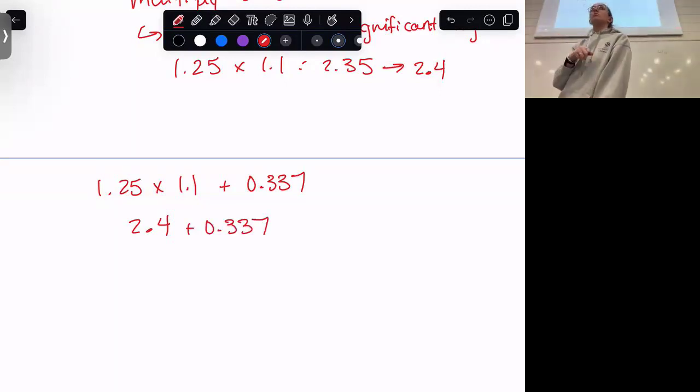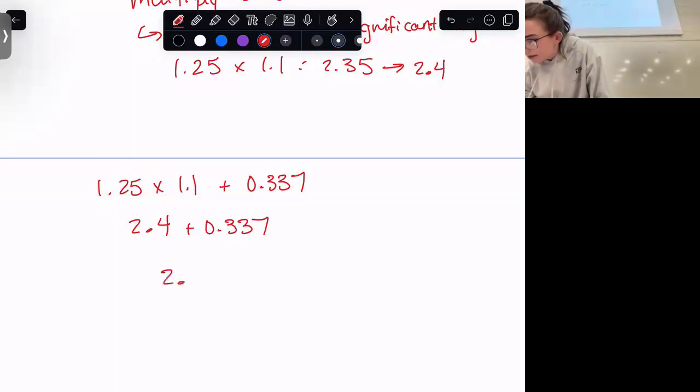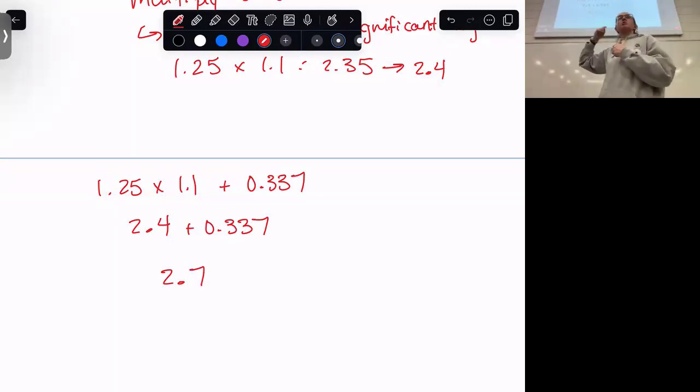So now what rule do we follow? Now you follow your addition and subtraction rule. So this would be 2.7 as our final answer, because we're just going off of what that significant figure is and what that significant figure is. Okay. I say this example with a grain of salt.